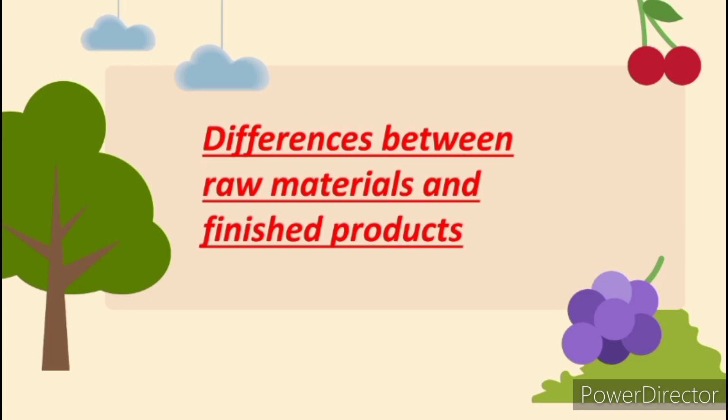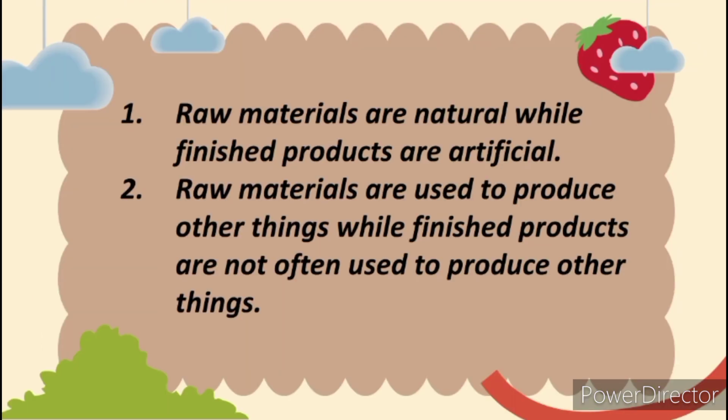These are the products we use because they have been processed from raw materials. Now, let's take a look at the differences between raw materials and finished products. One of them is that raw materials are natural, while finished products are artificial. Can you remember what I said natural means? Something gotten from nature. Good. Finished products are artificial because they are made by man.